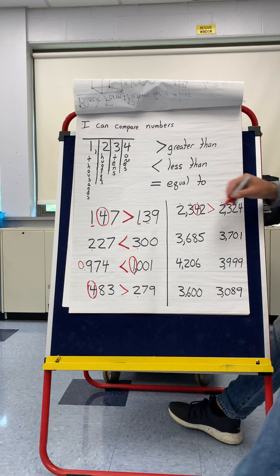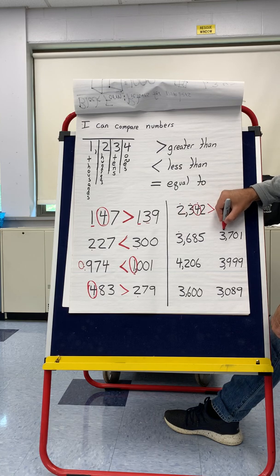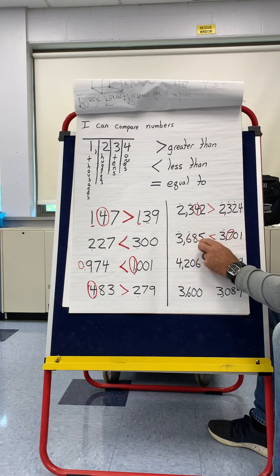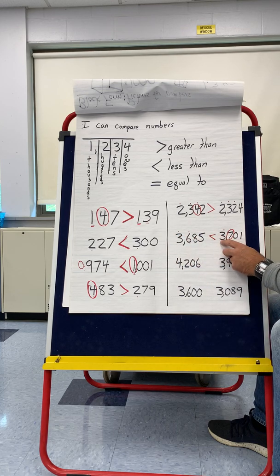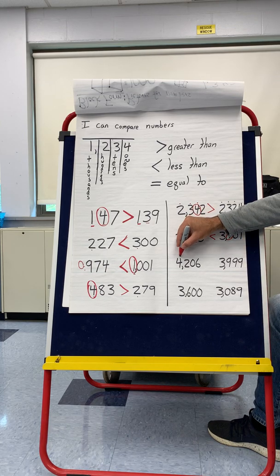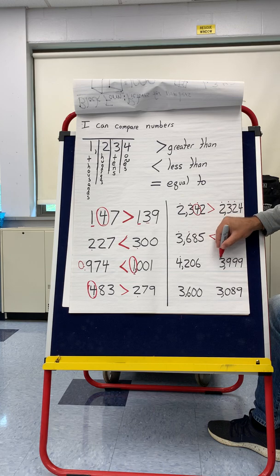Fair enough. Here we go. Next one. Check it out. 3,000, 3,000. 600, 700. Game over because of the hundreds. So you read it. 3,685 is less than 3,701. Okay?